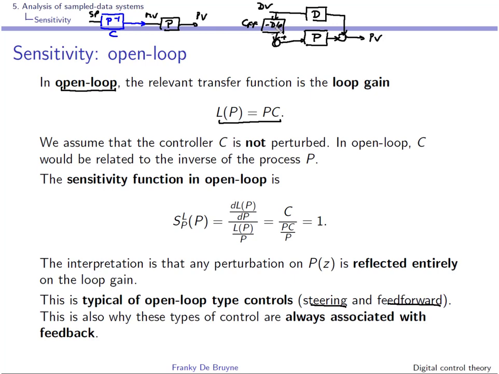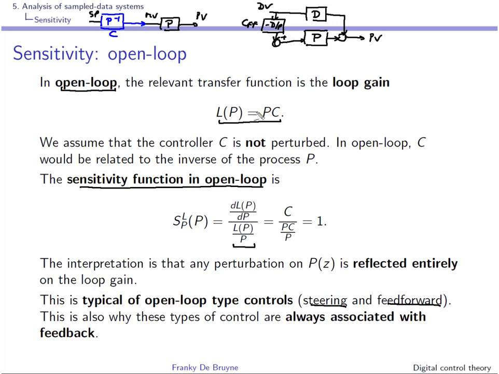So feed forward and steering are two cases where you're working in open loop and where the gain involves P times C, here C steering, here C feed forward. In these cases you see that C is related to the inverse of the process. What we'll assume here is that C is fixed, and we'll look at the influence of a variation in P. The sensitivity in open loop can be written as follows.